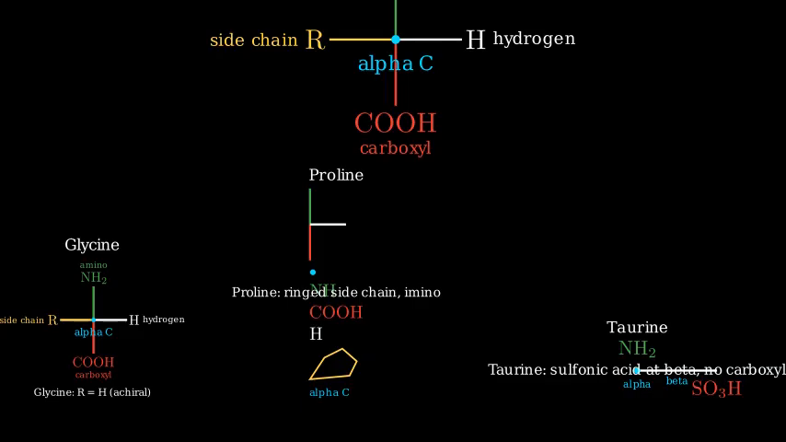Proline is special because its nitrogen is tied into a ring, an imino feature. Taurine is also called an amino acid by convention, but it has a sulfonic acid at the beta position instead of a carboxyl. Except for glycine and taurine, most amino acids have a chiral alpha carbon and occur as L or D forms, with L forms dominating in mammals.